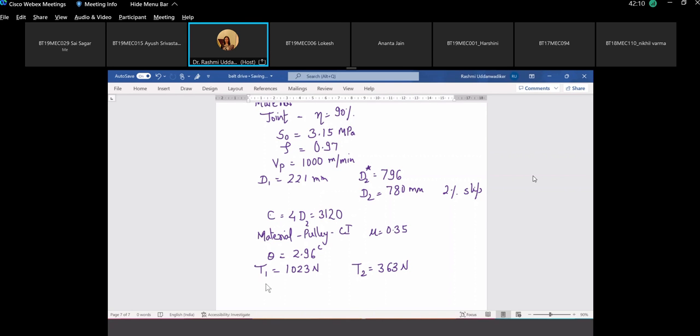We also calculated what is the space required, which is equal to the center distance plus the radius of the smaller pulley plus the radius of the larger pulley, which came out to be 3620 mm. This much space is required for this pulley.